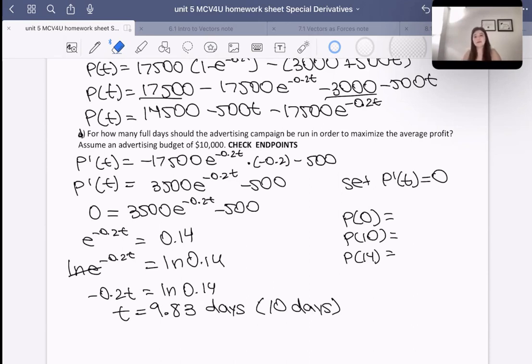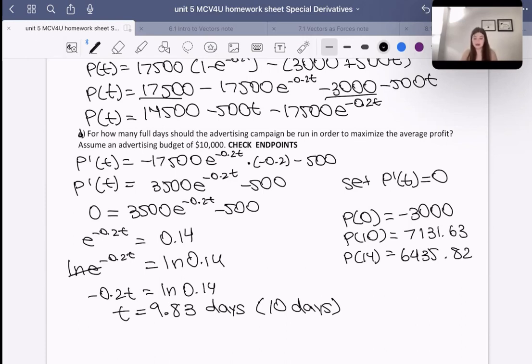So if we run the campaign for 0 days, well, that would be silly. At that point, we shouldn't run the campaign at all, because if we run it for no days, then we're out $3,000. We have to pay $3,000, but then not the $500 per day. If we run it for 10 days, if we plug in 10 here, we're going to get $7,131.63. And then for 14 days, it would be $6,435.82. So therefore, the maximum profit is reached after 10 days of advertising.